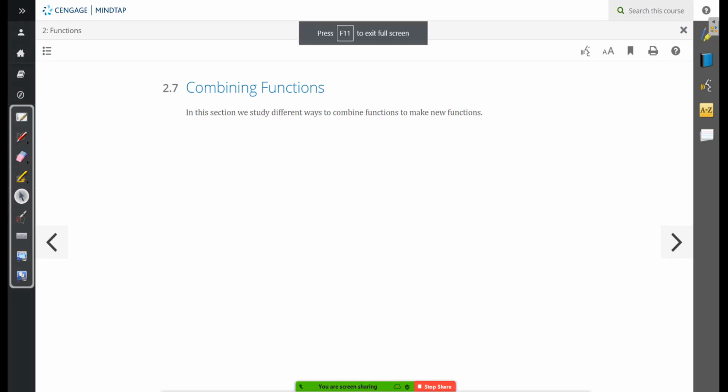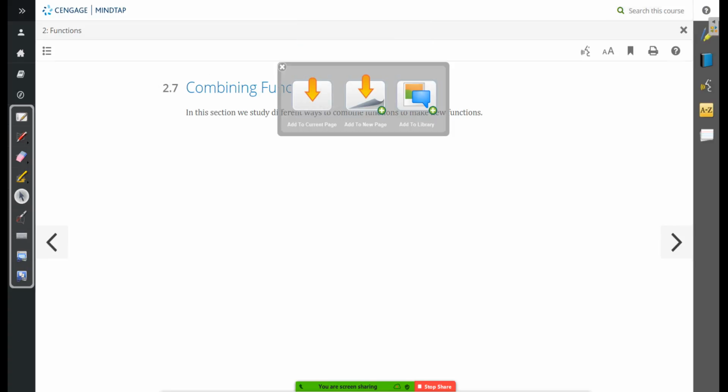Last long day that we will have, and today is going to be one heck of a doozy. 2.7, and we'll be doing 2.8 as well. So 2.7, combining functions.